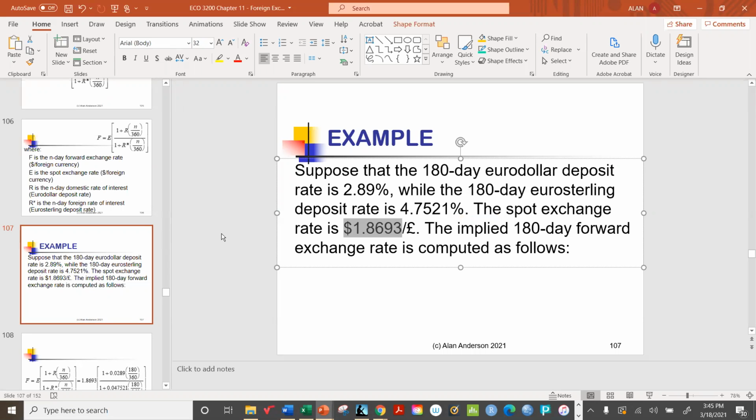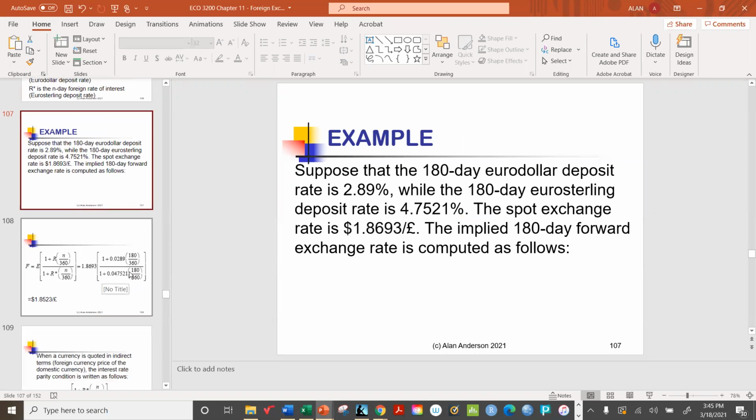All right, so we plug in the numbers and you're going to see that we'll come up with a value. And what could that value be?